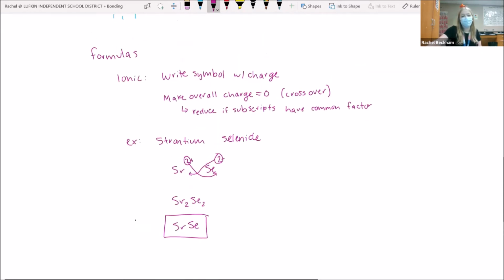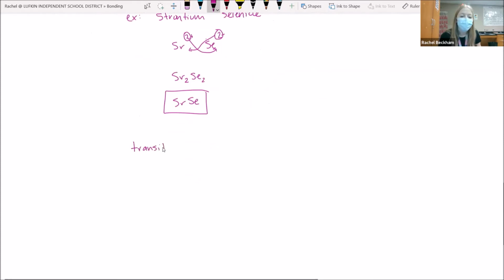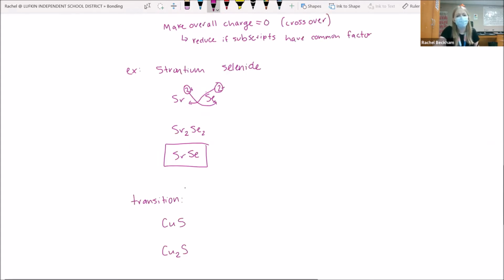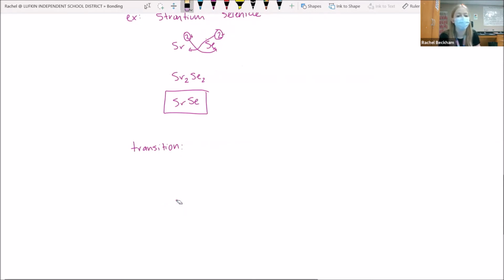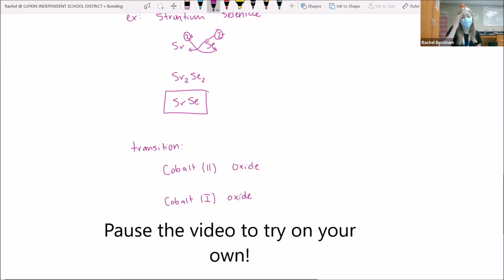Okay, so let's try a transition metal one. And I'm going to let y'all try for a minute, and then we'll go through it. So let's say that I give you Cu S and then Cu2S to name those transition metals. Wait, is that what we're doing? No, it's supposed to be reversed. I'm sorry. You're learning how to write the formula for them. So I'll do a different one. You can try that if you want later. Have fun with that. So cobalt(II) oxide, and then cobalt(I) oxide. Write the formulas for both of those.